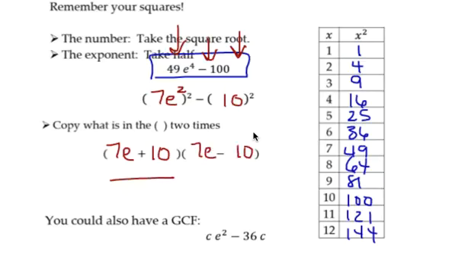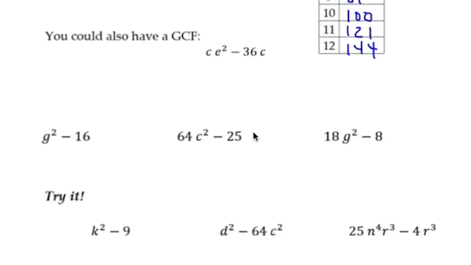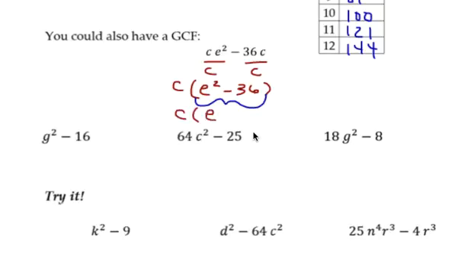Both parentheses are going to look the same except one will have a plus and one will have a minus. Okay, you could also have a GCF. Notice that both terms have a c in common. So we can factor out a c first. We are left with e squared minus 36. Then notice what's in the parentheses here is a difference of squares. We have a subtraction and then two things that are being squared. So we leave the c out front, and then the square root of e squared would be e. The square root of 36 is 6. So we have e plus 6 times e minus 6.